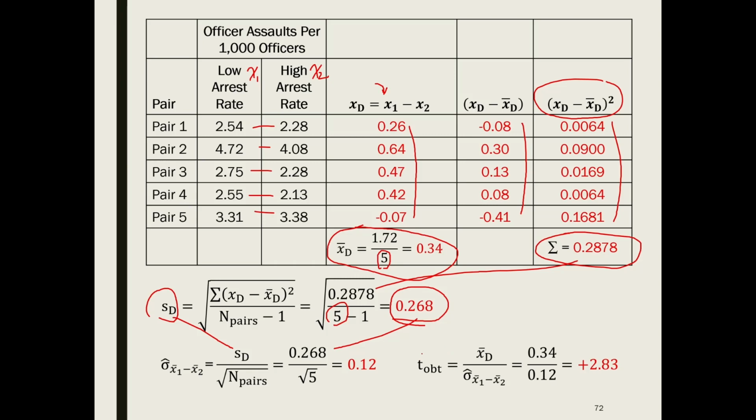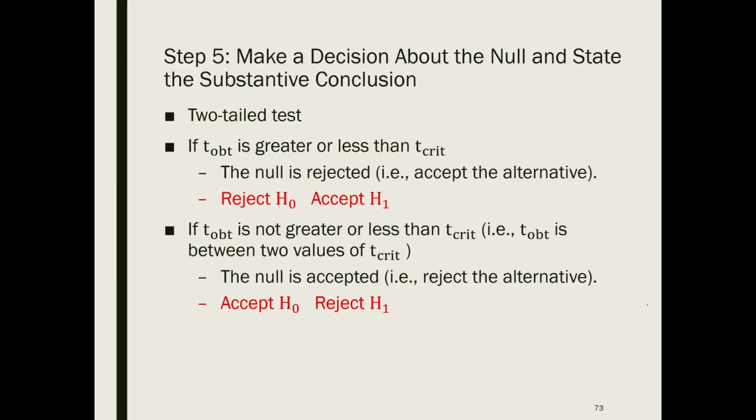Then finally you got the t obtained, where the top is the average difference score, which is 0.34, and the bottom is the standard error, which we just calculated as 0.12. That's here. So finally, the t obtained is a positive 2.83. Okay, let's make a decision.